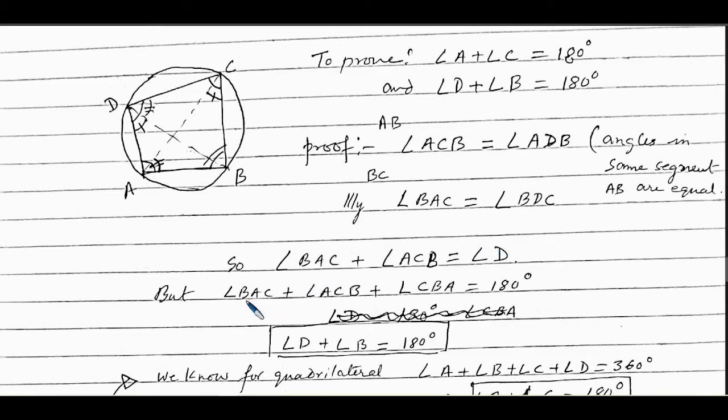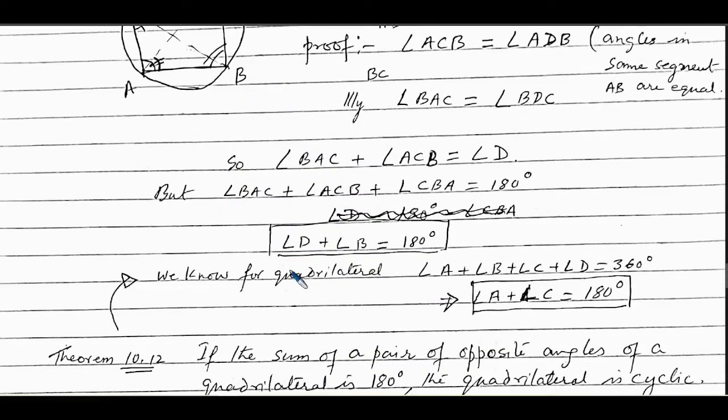But I know that the sum of all internal angles has to be 180. So BAC plus ACB plus CBA has to be 180 degrees. I substitute BAC plus ACB as angle D here. Sometimes I make a mistake saying LD, but it is angle. Angle D plus angle B equals 180 degrees. So the opposite angles are 180 degrees.